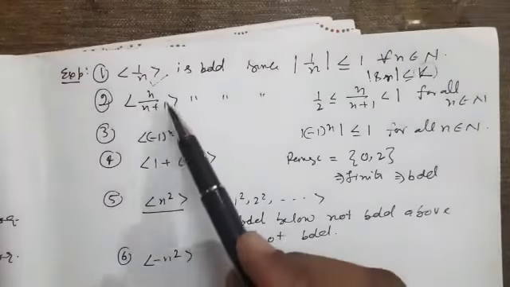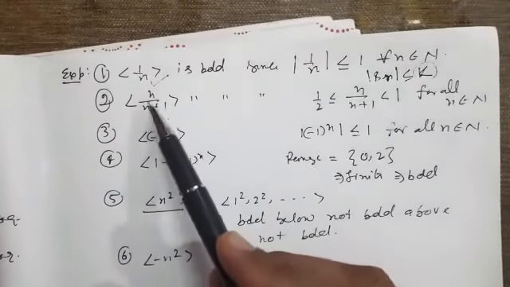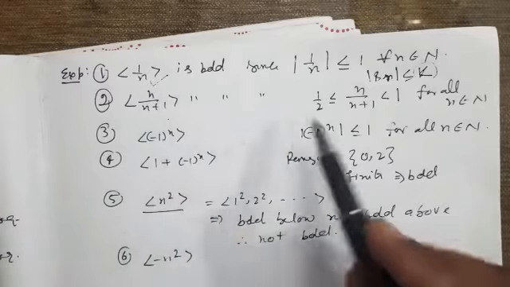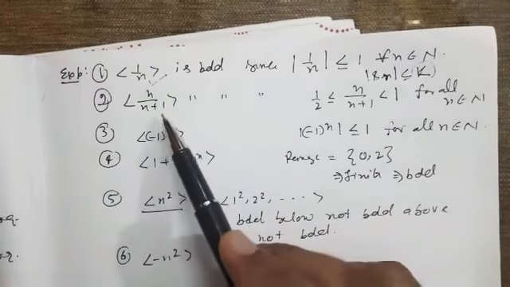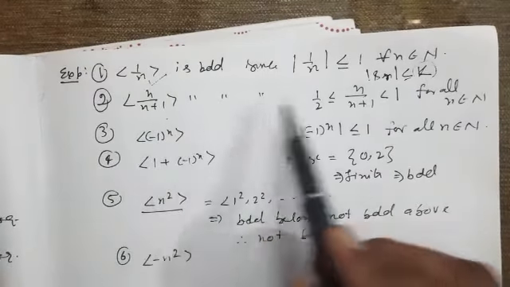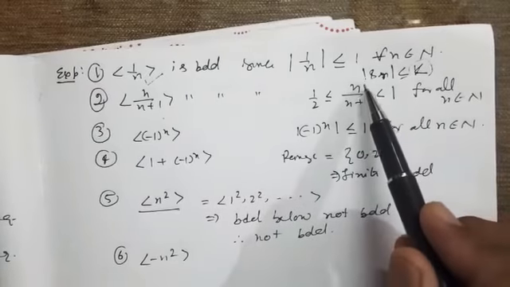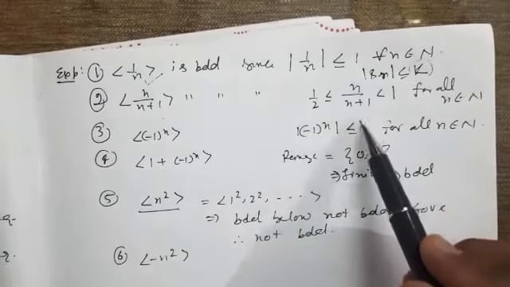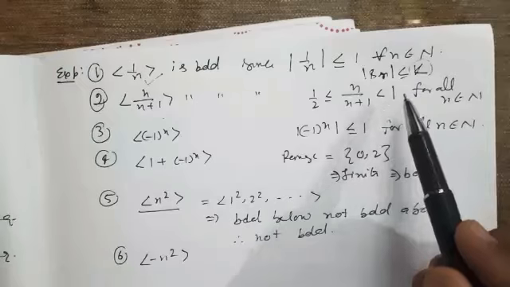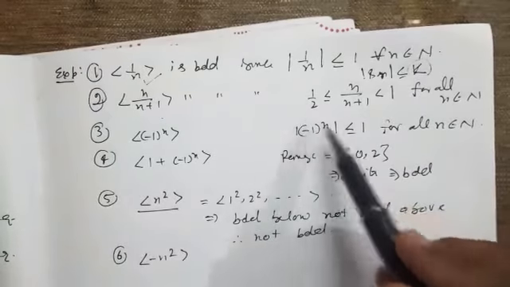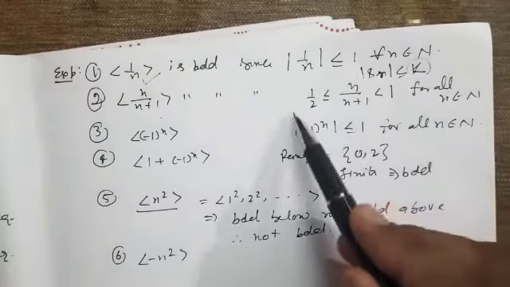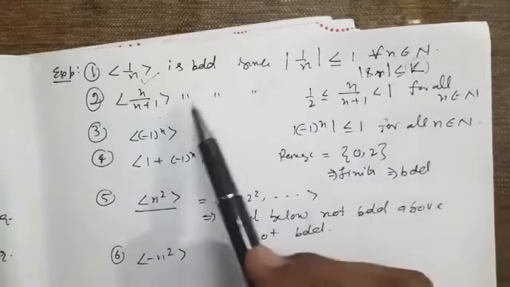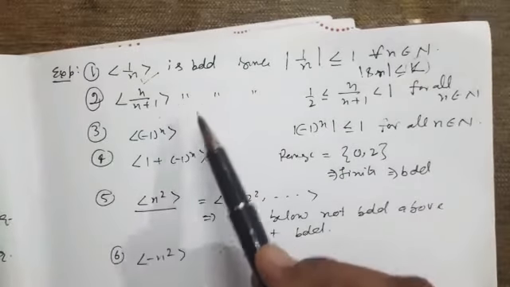Similarly, you can see n upon n plus 1. If you put n equal to 1, then it is 1 by 2, and you can see 1 is the upper bound of this sequence. So n upon n plus 1 lies between 1 by 2 and 1. It means 1 by 2 is the lower bound and 1 is the upper bound of the sequence. So this sequence is also bounded.